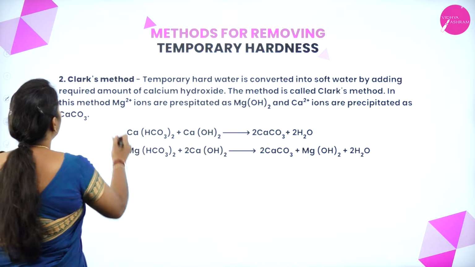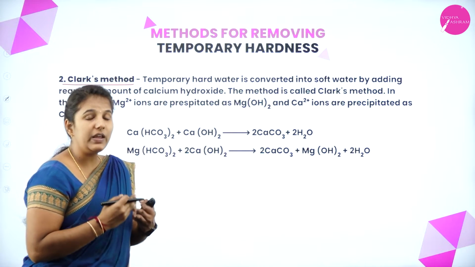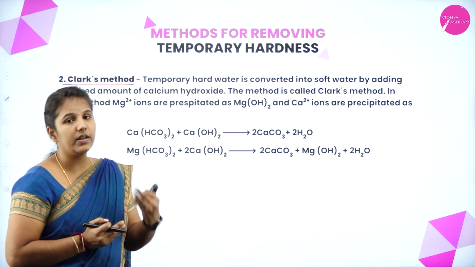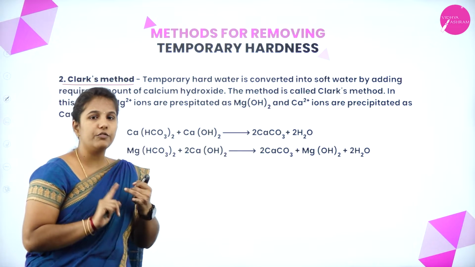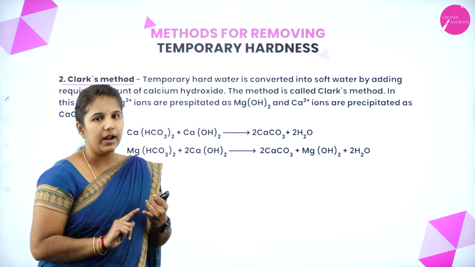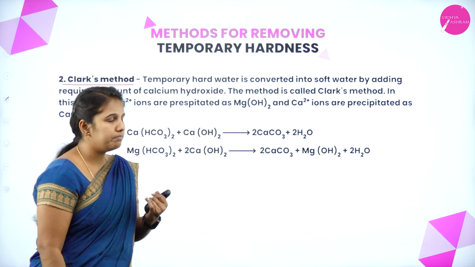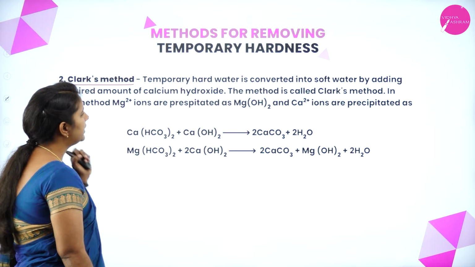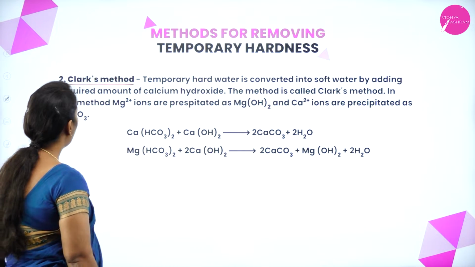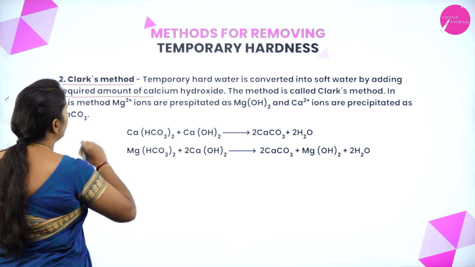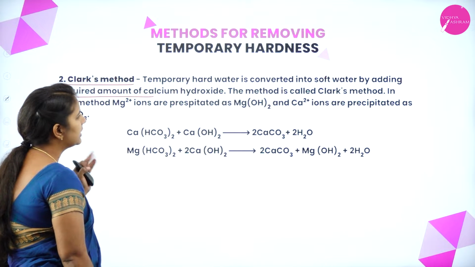Next is Clark's method. This is another method we follow to remove the temporary hardness of water. So there are two methods we follow to remove the temporary hardness. The first one is boiling and the second one is Clark's method. In this method, the temporary hardness of the water is converted into soft water by adding the required quantity of calcium hydroxide. So this method is known as Clark's method.